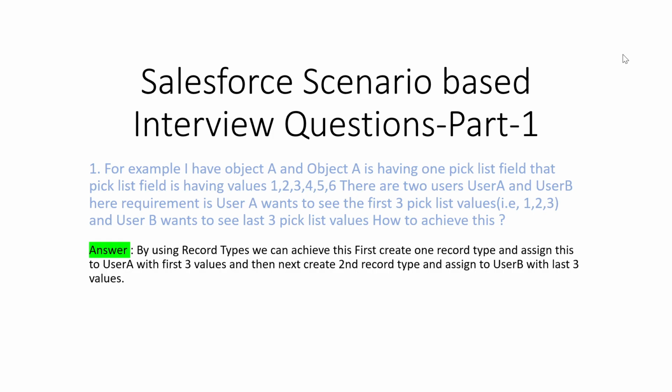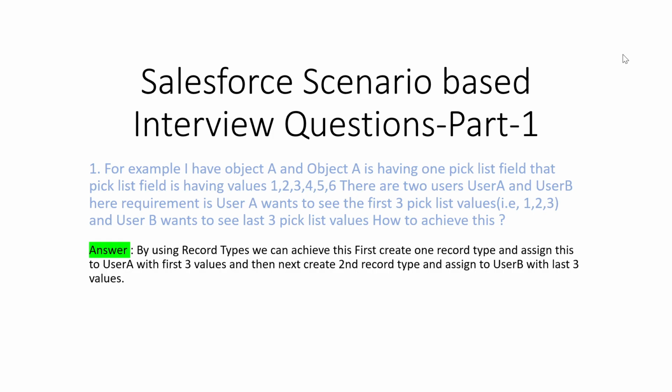For example, first question. I have object A and object A has one picklist field. That picklist field has values 1, 2, 3, 4, 5, 6 like that. There are two users, user A and user B. The requirement is user A wants to see the first three picklist values, that is 1, 2, 3, and user B wants to see the last three picklist values. How can we achieve this?